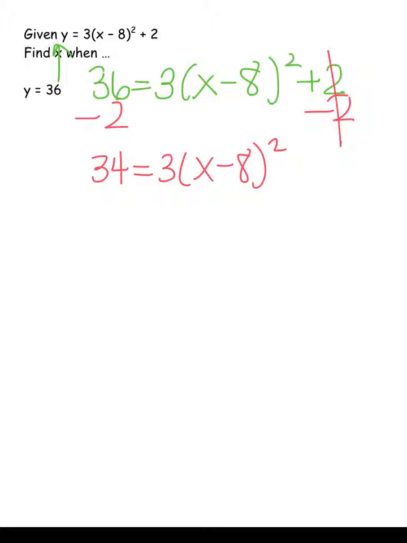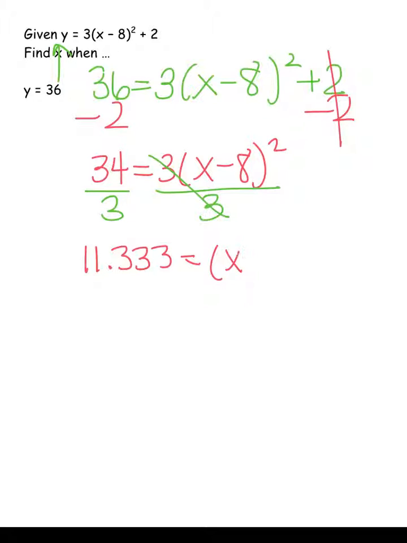So now we are multiplying or dividing. In this case, we're undoing multiplying, so dividing. All right, 34 divided by 3, that's not a pretty number. 11.3 repeating. If we write it as a decimal, I'll say 11.333 equals x minus 8 squared.